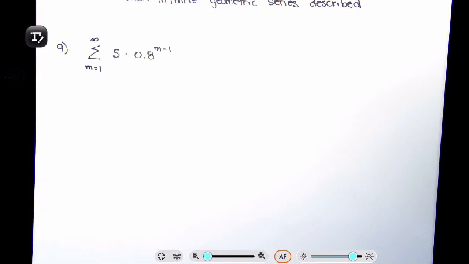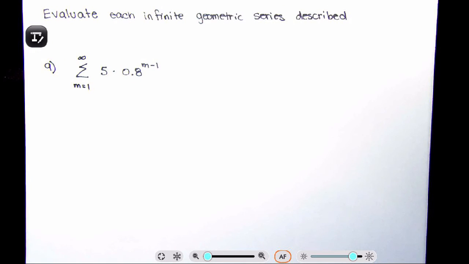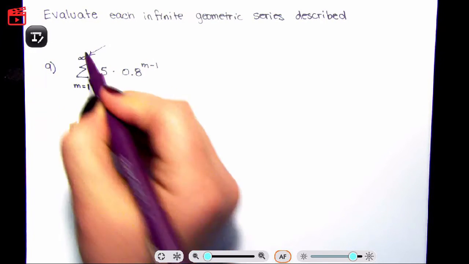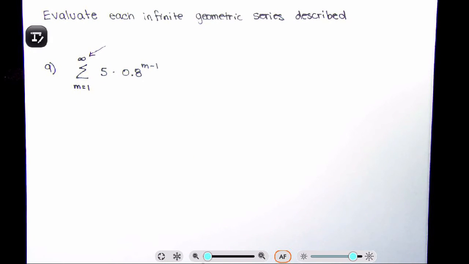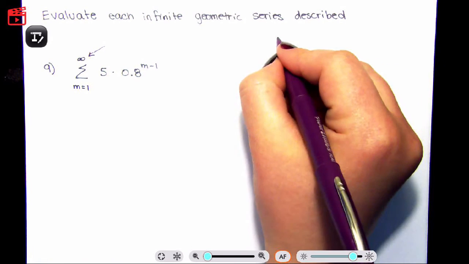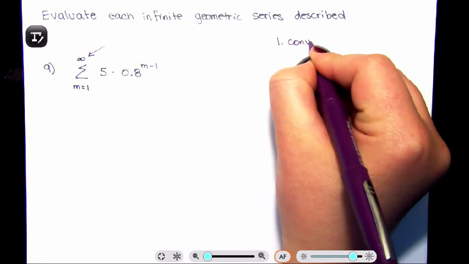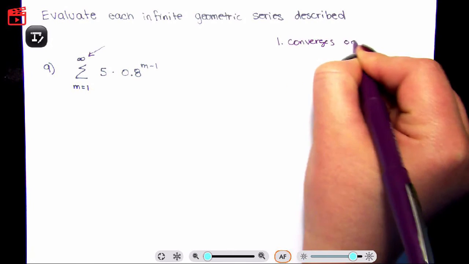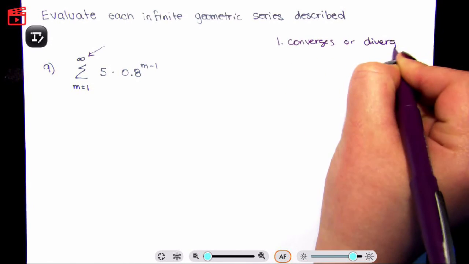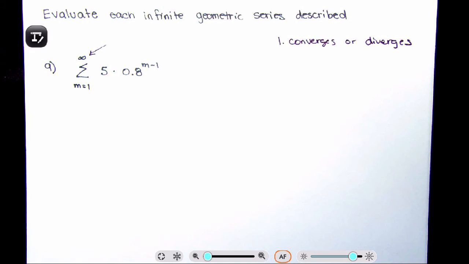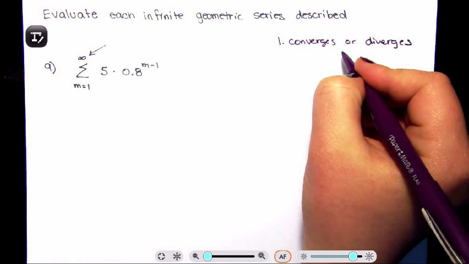Moving on, almost done. We have 2 more after this. So question number 9 is asking you to evaluate each infinite geometric series. Now be careful. Anytime you see infinity or a ... in a series, that means you have to determine if this converges or diverges first. Because if it diverges, you're doing a happy dance. You don't actually have to do the problem because a sum does not exist. So let's determine if it converges or diverges.